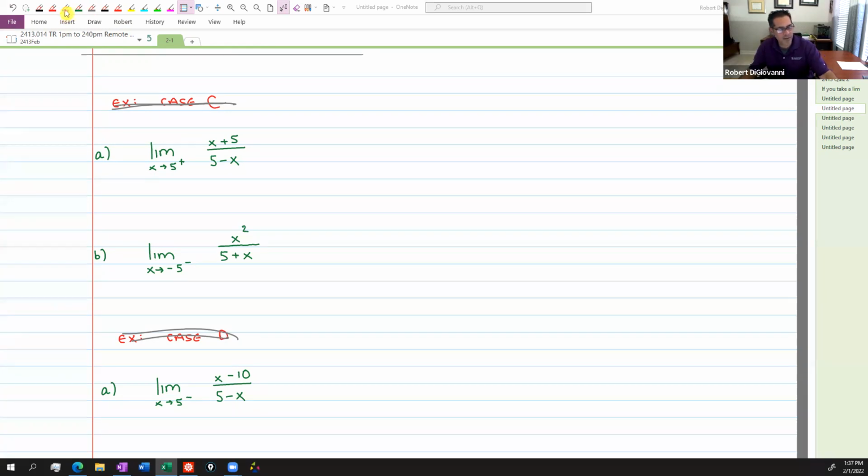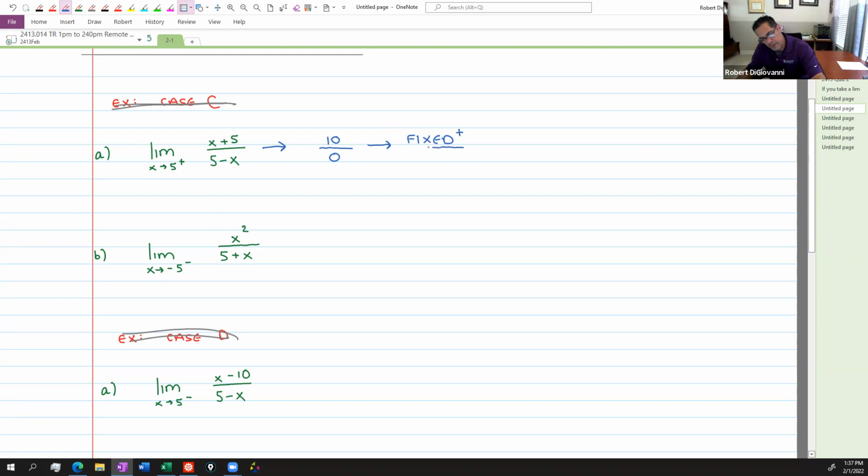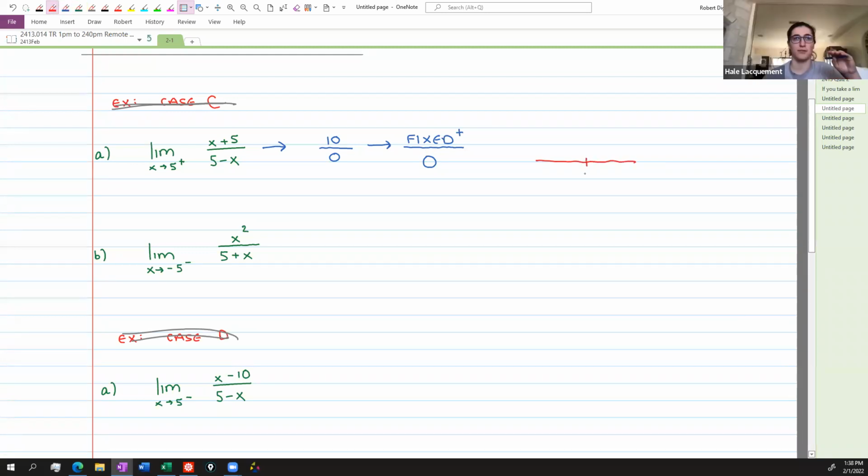Okay, so tell me what happens if you do direct substitution here. What do we get on top? What do we get on bottom? On the top, you'll get 10, and on the bottom, you'll get 0. Okay, tell me what to write next. And now you can write like fixed. Would it be a fixed positive? Yep, because 10 is a positive number. Okay, over 0. And then you write like the number line. Okay, good. And it's going to be approaching from the right.